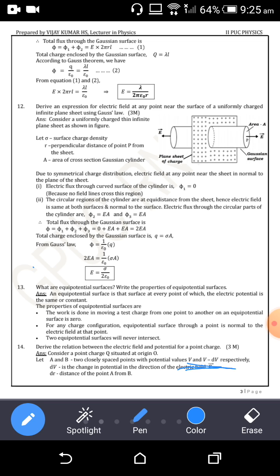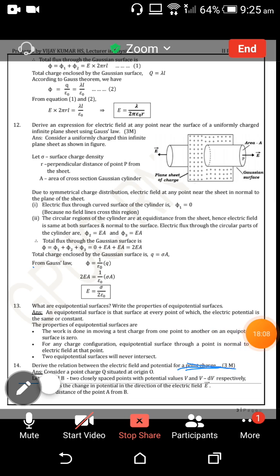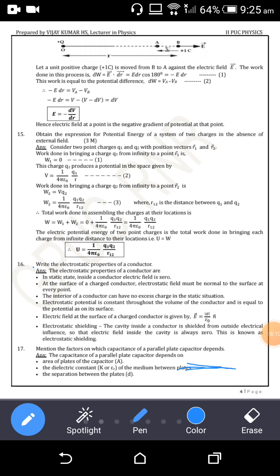V and V minus dV are the potentials at points A and B, right? So replacing that, you can see V and V get cancelled out, so we are left with dV. Hence you can write that as E is equal to minus dV divided by dr. So it is concluded that the electric field at a point is the negative gradient of potential at that point. This is the relation between electric field and electric potential, which is very important and will be asked for 3 marks.